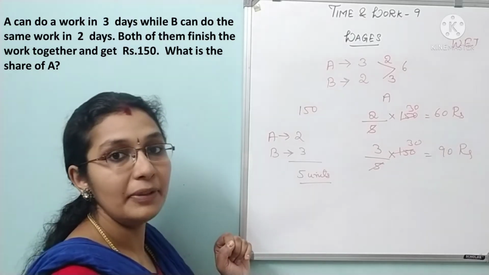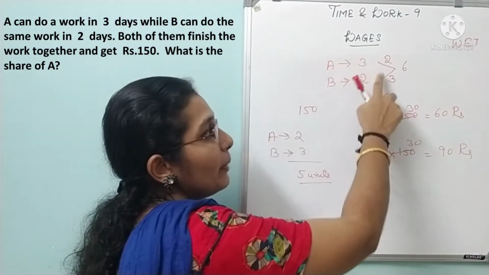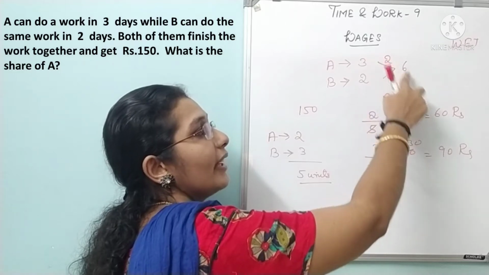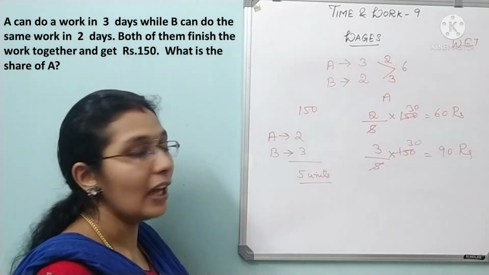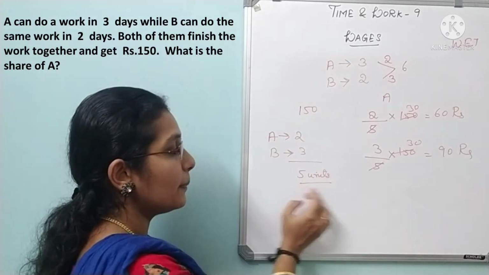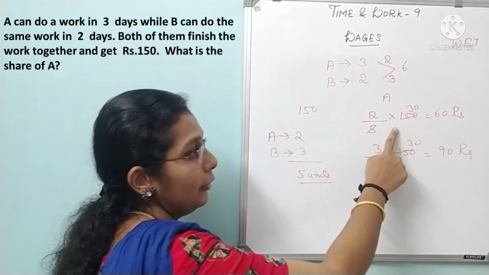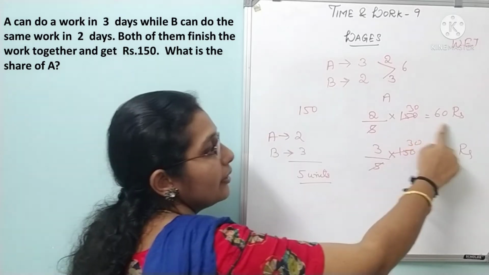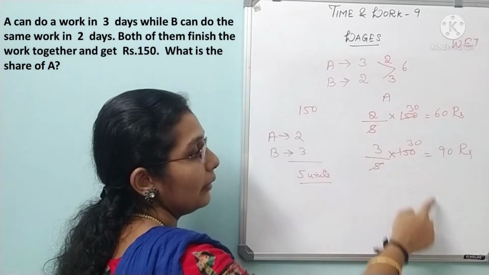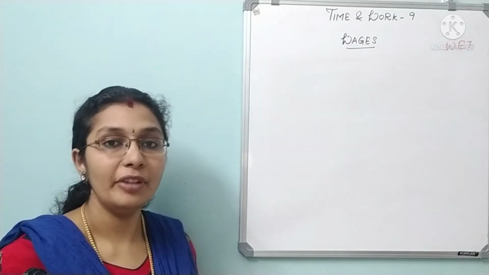Clear? So for efficiency, first step we will have to find the total work. So total work is found by the LCM of these two numbers, which is 6. So individual efficiency I have got as 2 and 3 separately. Now the portion of wages for A, how will you find? Total units per day is 5. Out of that 2 units he is completing. So 2 by 5 into how much amount? 150. So 60 rupees is for A. Similarly for B it is 3 by 5 into 150, which is 90 rupees for B. Clear? Now we'll go with the next question.